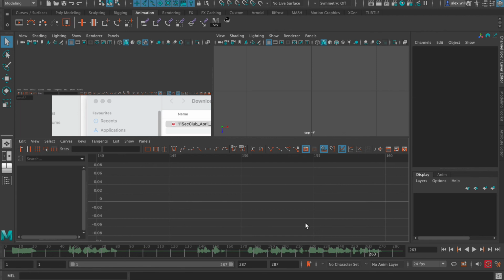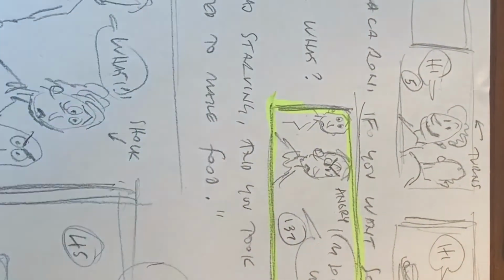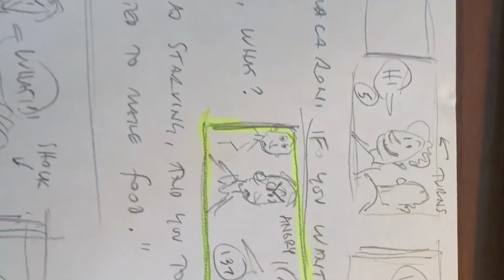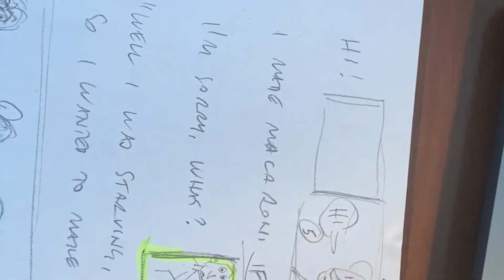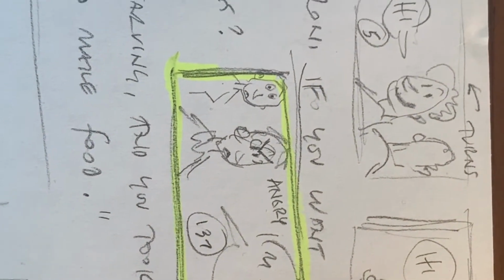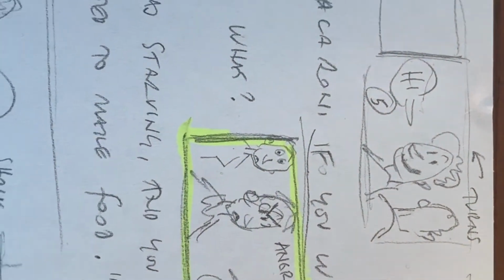And then we can tidy up the thumbnails, and then we're ready to start posing the shot up in Maya. So now if I go back to my thumbnails, you can see I've written down the numbers here. "Hi," that's frame number 5. Then "I made macaroni," frame 45. So that's my pose there, and she's got the bowls out. And then the angry pose at frame 137.